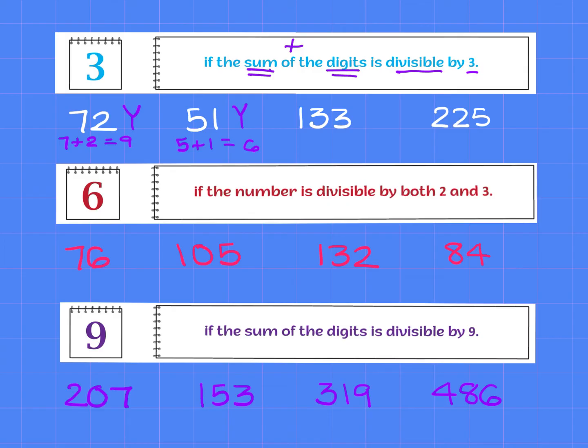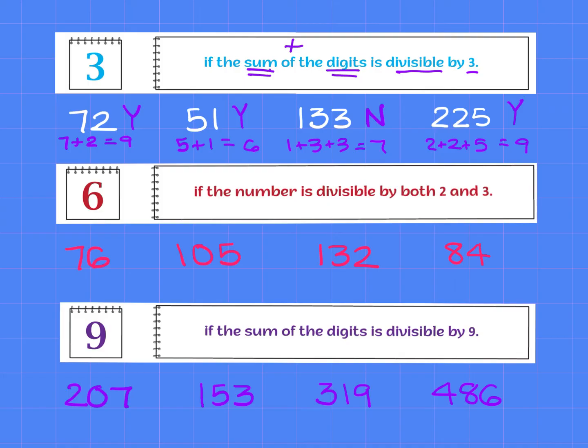133. So again, the sum means we're adding the digits: 1 plus 3 plus 3. 1 plus 3 is 4, 4 plus 3 is 7. Is 7 divisible by 3? No, it's not. So 133 is not divisible by 3. Now 225. So 2 plus 2 plus 5. 2 plus 2 is 4, 4 plus 5 is 9. Is 9 divisible by 3? Yes. So 225 is divisible by 3.